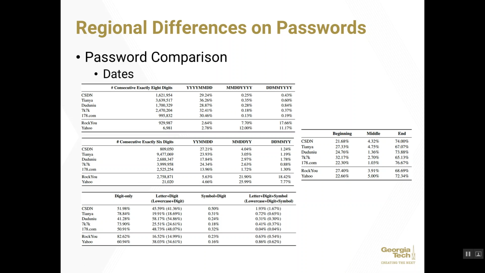And as shown in the last table, for all Chinese and English websites except Dudumu, most dates observed in our analysis are digit-only passwords. For Dudumu, the passwords that contain dates are more likely to contain both digits and letters than digits only. This could be because Dudumu is a commercial website, and its users tend to choose a password with stronger strings.